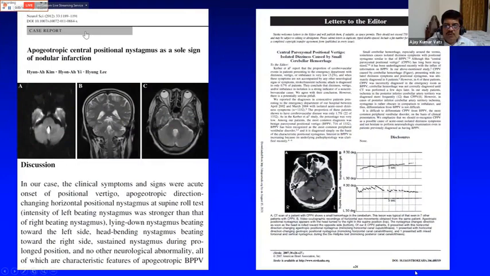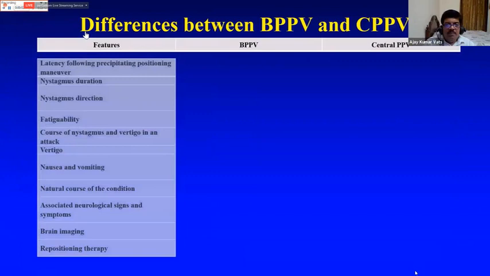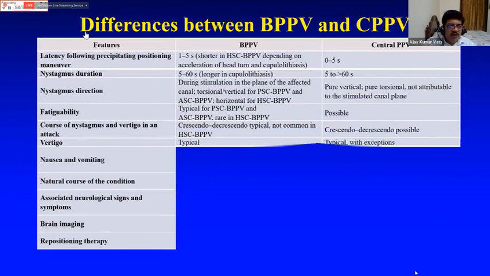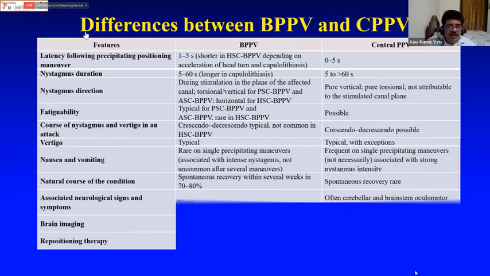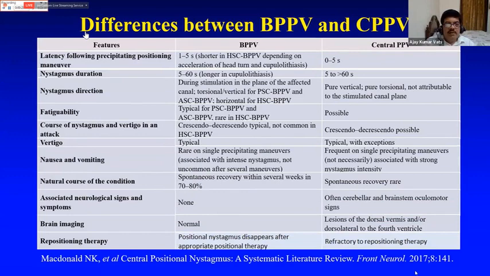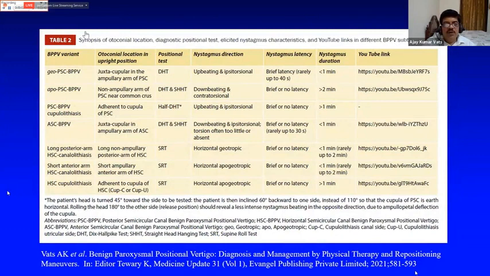So the differences between benign paroxysmal positional vertigo and central paroxysmal positional vertigo have been enumerated here on the basis of nystagmus duration, direction, fatigability, course of nystagmus, vertigo, nausea, vomiting during the positional maneuver, natural course, associated neurological signs, brain imaging, and repositioning therapy. So important is the repositioning therapy and the need to know when brain imaging is required. So these are the two tables. These are from a chapter written by me in the Epicon 2021. I'm showing it here because it has YouTube links. We show the positional nystagmus, and these are the BPPV variants and their treatment with physical therapy.